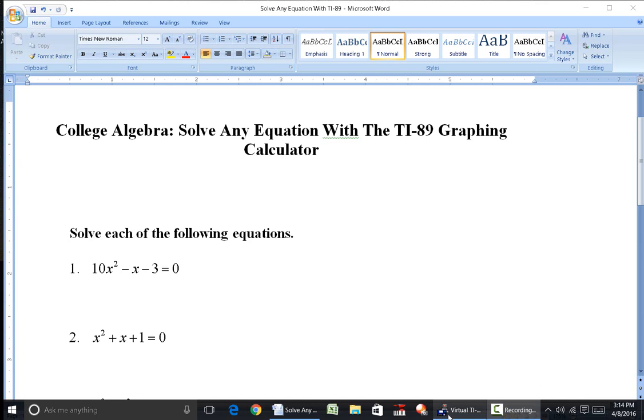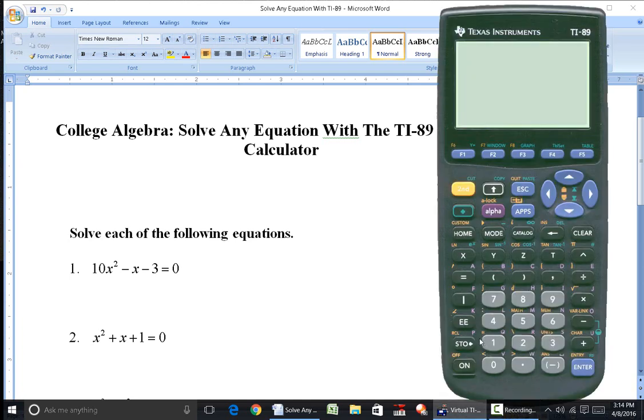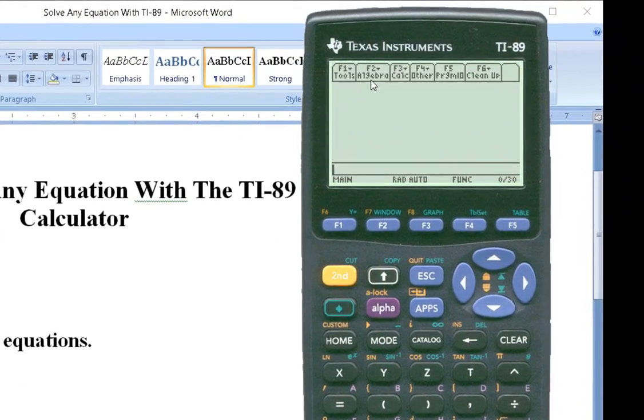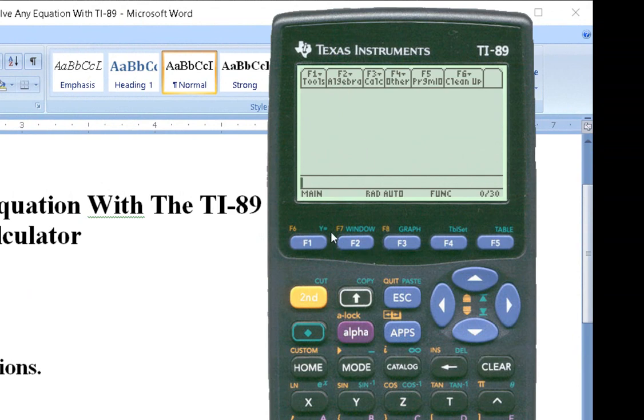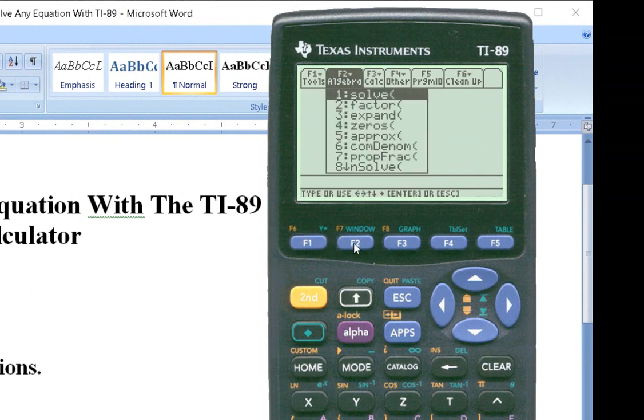Okay, so I bring up my TI-89, turn it on, and notice the menus there. F2 is algebra, so I hit the F2 function here, and I have the features that I have. It can solve equations, it can factor, it can expand an expression, it can find the zeros of a polynomial. Quite a few things it can do.